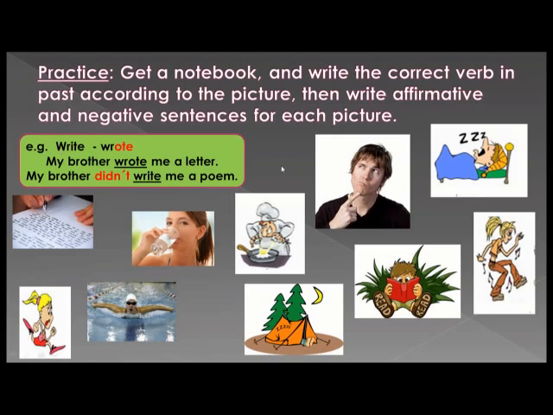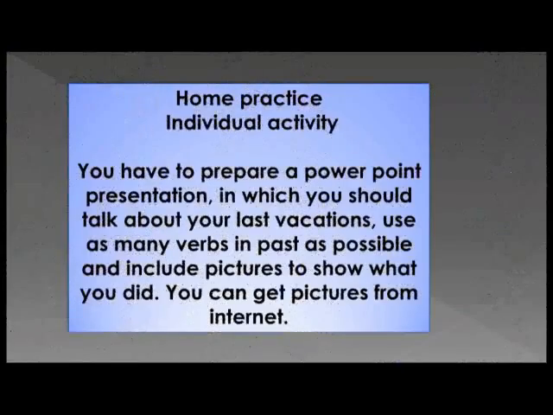Okay? After this homework and after this practice that we are doing here in class, you have something to do at home. So what are you going to do? This is going to be an individual activity. You have to prepare a PowerPoint presentation in which you should talk about your last vacations. Use as many verbs in past as possible and include pictures to show what you did. You can get pictures from the internet.